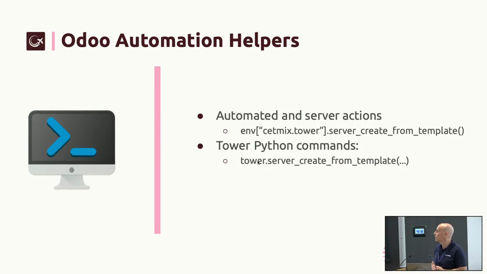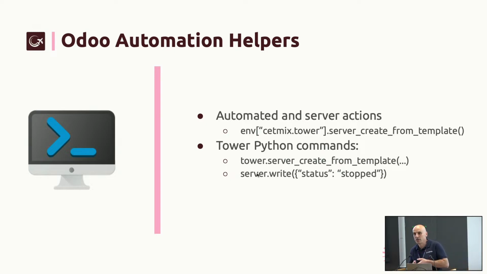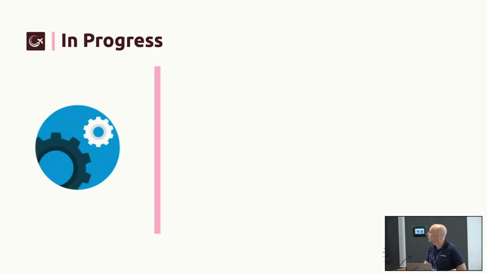So it's easy. You say, okay, tower server create from template. Then we also have this special variable called server. It allows you to access the current server. It's the same as record, which you have in the automated actions, but more user-friendly because it's server and it has all the properties. And we also have requests for those who are using APIs. That's mandatory. There are some other libraries for that, I think.